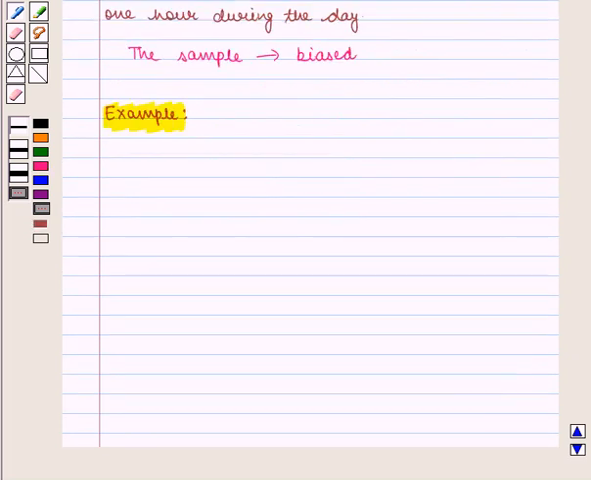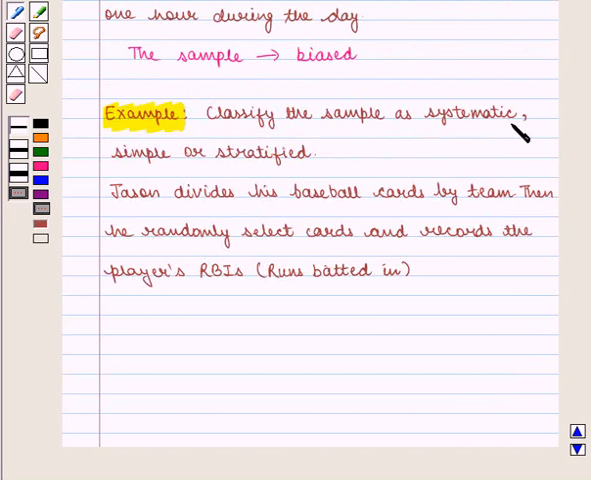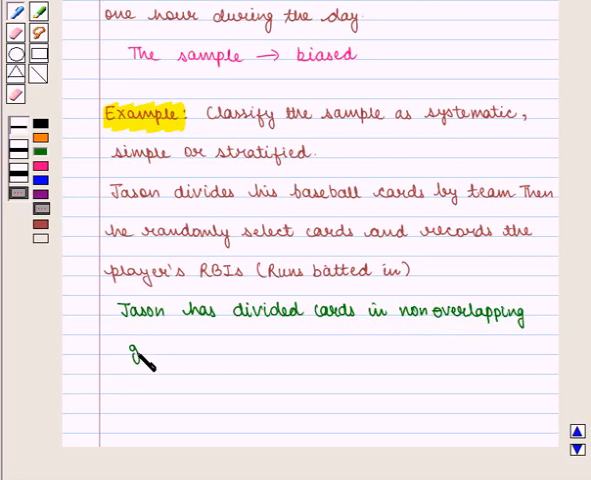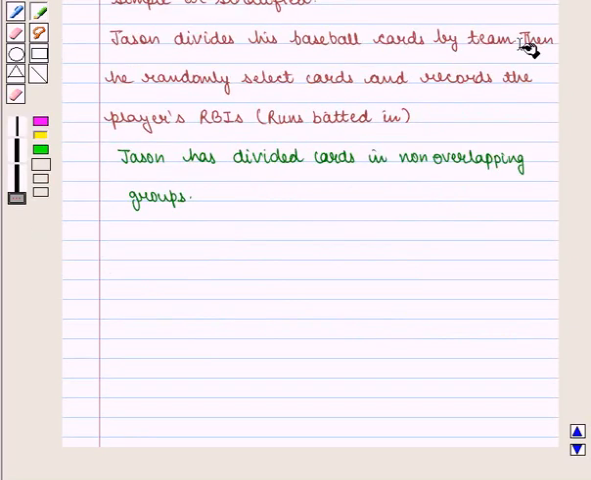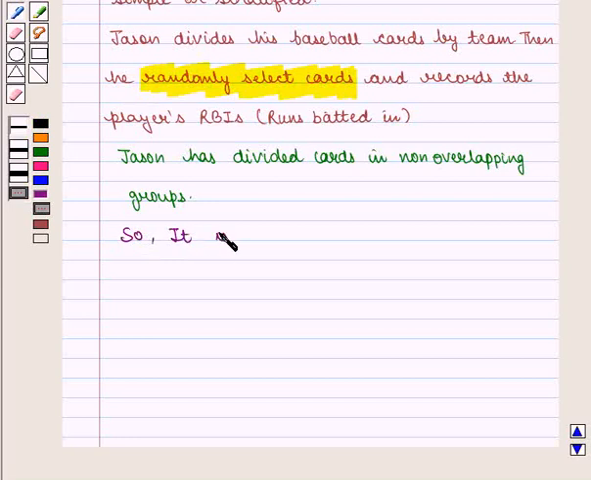Let us have one more example. Classify the sample as systematic, simple or stratified. Jason divides his baseball cards by team. Then he randomly selects cards and records the player's RBIs, that is runs batted in. Now in this example, we know that Jason divides his baseball cards by team. That is, Jason has divided cards in non-overlapping groups and then he randomly selects cards from each group. So it is a stratified random sample.